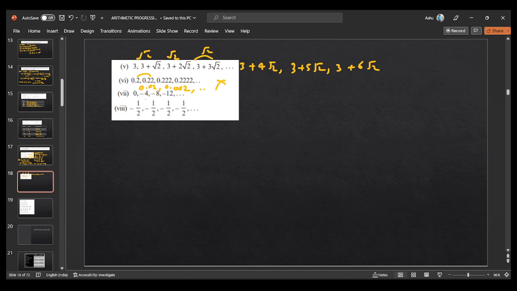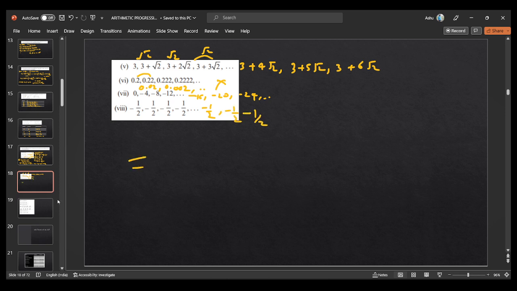In 0, minus 4, minus 8, that means minus 4 is the common difference, so the numbers will be minus 12, minus 16, minus 20, minus 24. Minus 1 by 2, minus 1 by 2, the constant term, so again it will be minus 1 by 2, minus 1 by 2 and minus 1 by 2.